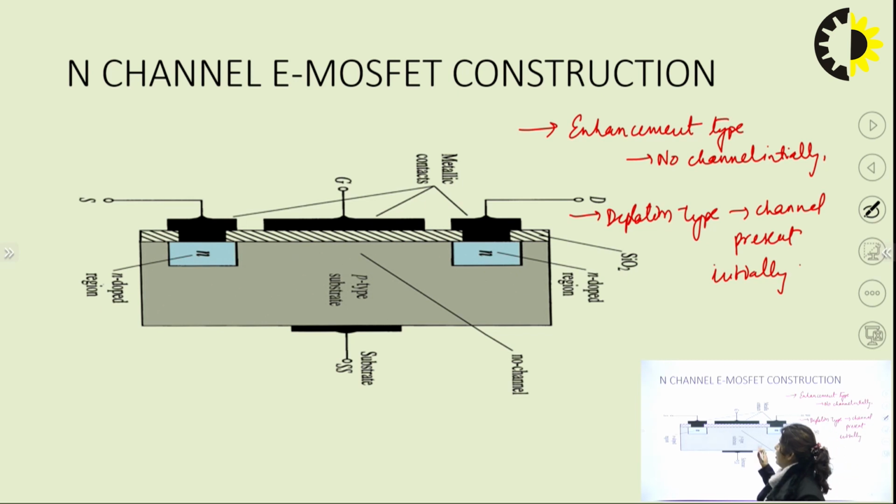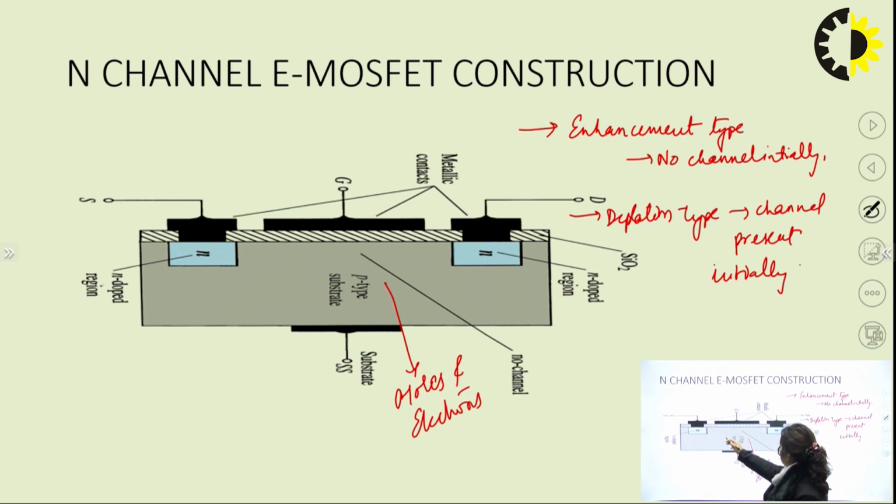But we have to form an N type of channel here. So we have to attract the negative charges from the P type. What we do is apply a positive voltage here at the gate. Whenever you apply the positive voltage at the gate, obviously the P type substrate has both electrons and holes, so there will be some electrons and there will be some holes. It consists of holes and electrons also.